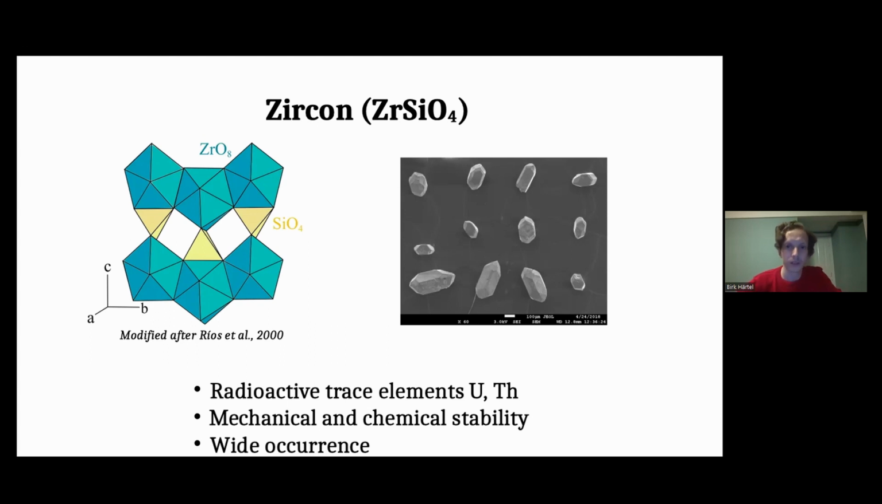A short note on the structure shown here on the left side. Zircon is a nesosilicate or an orthosilicate, which means that its structure consists of isolated SiO4 tetrahedra, the yellow things here. We also have zirconium O8 polyhedra, shown in blue. The tetrahedra are isolated, but these polyhedra form chains, or are interconnected, and they also interconnect with the SiO4 tetrahedra.